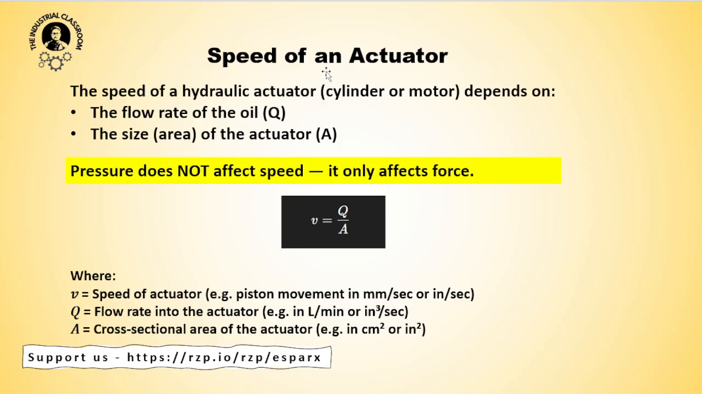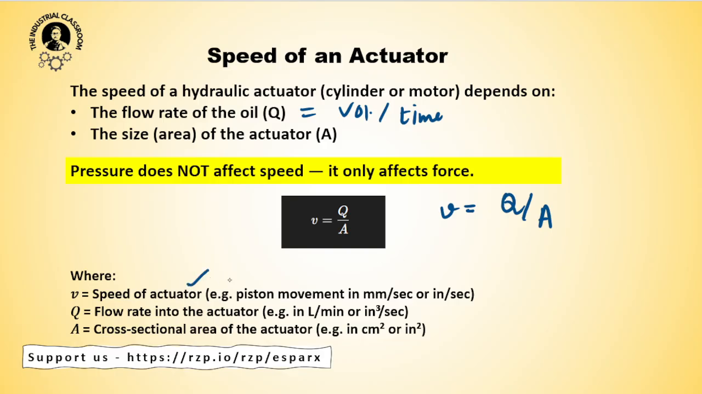Next is the speed of the actuator. Okay, the actuator is the cylinder we consider here, right? So what does the actuator speed depend on? The flow rate, which we learned is nothing but the volume per unit time, the rate at which the liquid flows, and the size. So the speed, the velocity, depends on Q by area. Okay, so the flow rate divided by area.